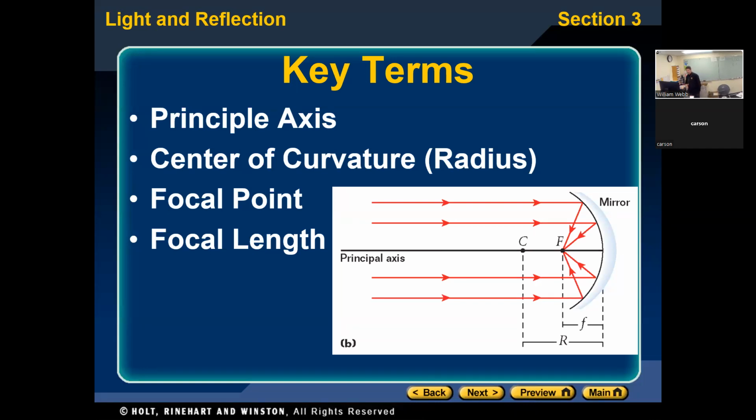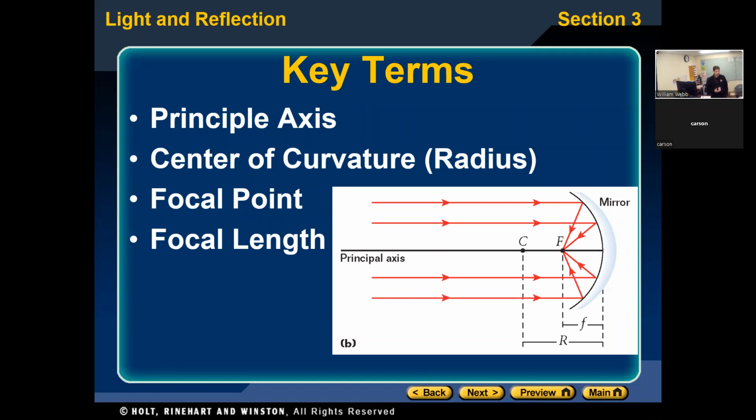And usually it'll be drawn on the paper for you, but you could always draw it. It just goes through the middle of the mirror. And then on that principal axis, you're going to see a few things noted. And sometimes they're drawn for you. Sometimes you're going to have to measure them and draw them yourself. One of those is usually labeled with a capital C, and it is the center of curvature.